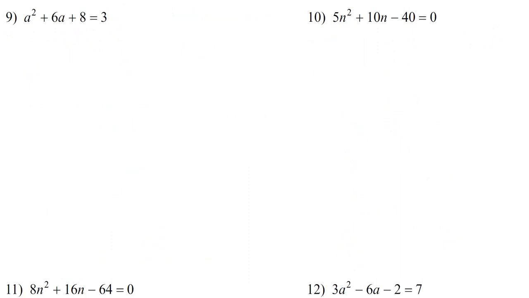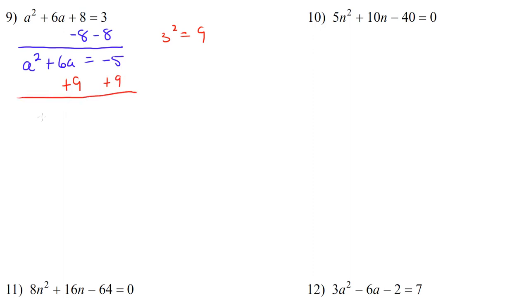All right, next example here, a squared plus 6a plus 8 equals 3. We need to get rid of this c value here, so we're going to subtract 8 from both sides. This gives me a squared plus 6a equals negative 5. Then half of 6 is 3, and 3 squared is 9, so we're going to add 9 to both sides. This gives me a squared plus 6a plus 9 equals 4.